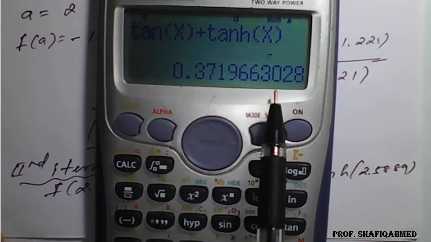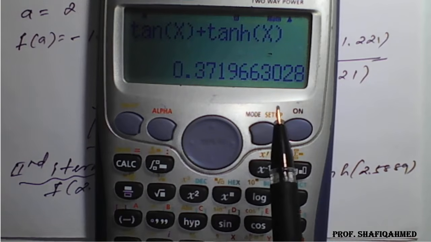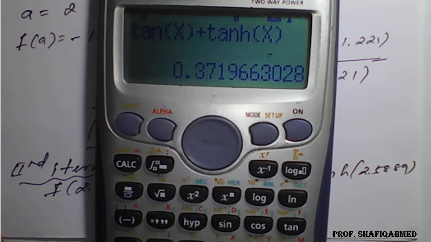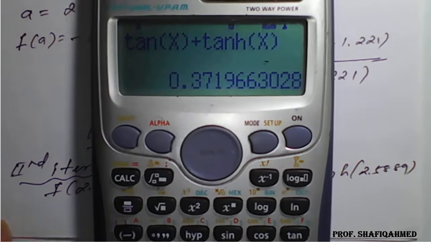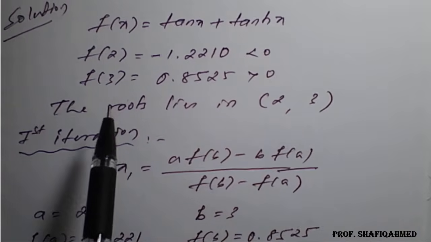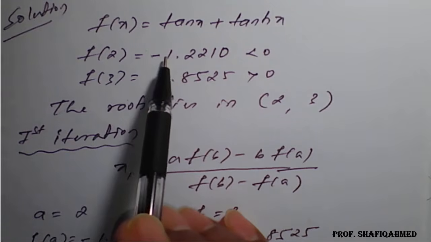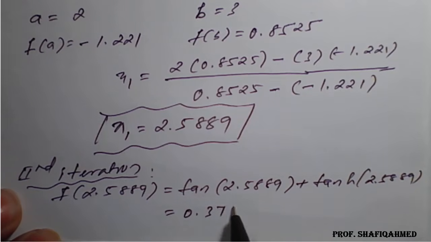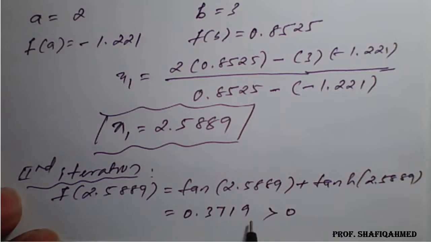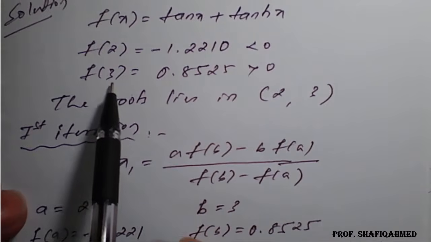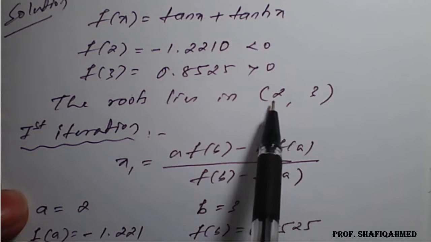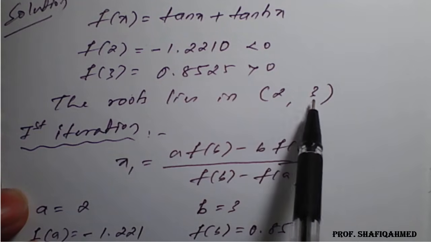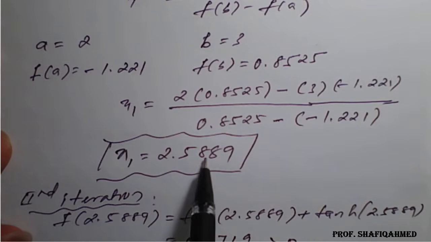So we got a positive answer here. A positive answer means we need to change the right hand side, that is the 3 value, because here 3 is positive. You can check here: because of 3 we got a positive value, because of 2 we got a negative. Right now we are getting the answer 0.3719, which is positive. Since f of 3 is positive, we keep 2 as it is, and instead of 3 we need to rewrite it as 2.5889 now.